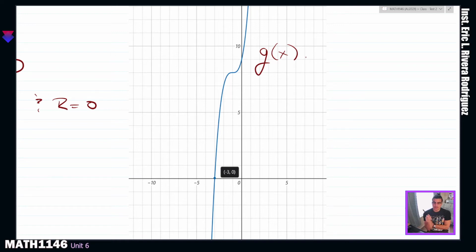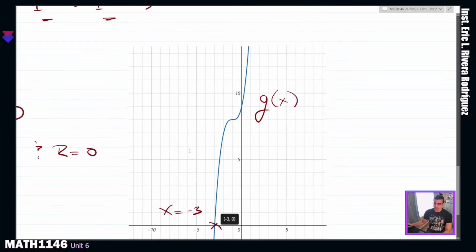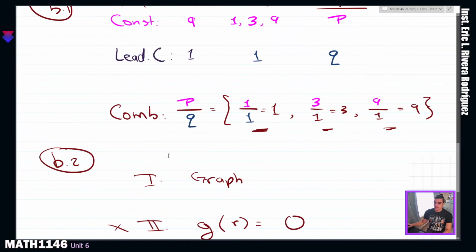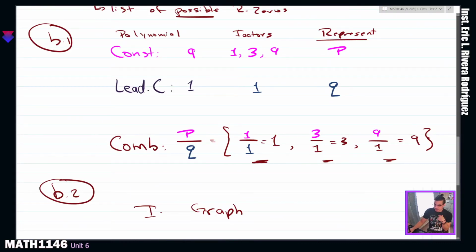If the polynomial has real zero, then we are going to see x-intercepts. Here is the x-intercept. The x-intercept has a value of x equal to -3. I forgot to say something about this. We are going to consider the plus and minus, not only the positive side. We are going to consider also the negative and the positive value for this.